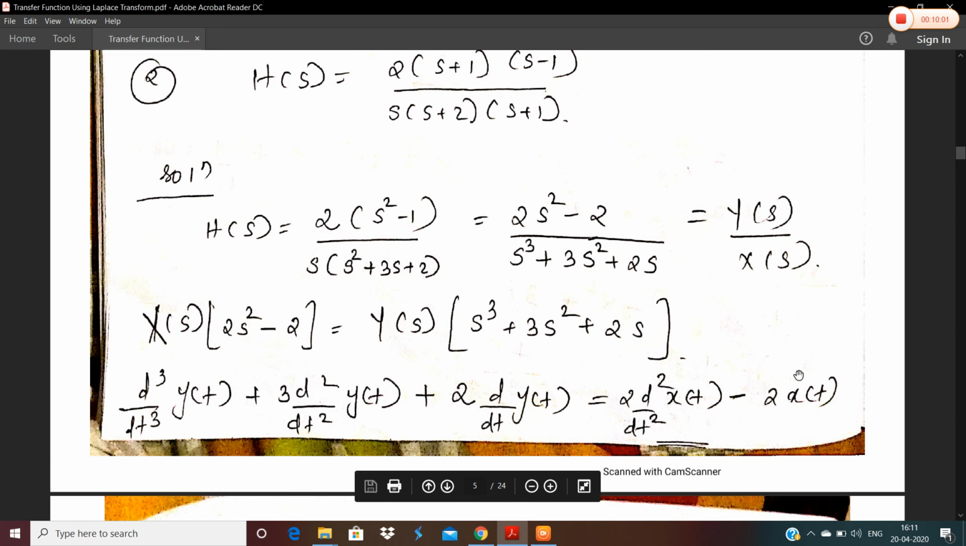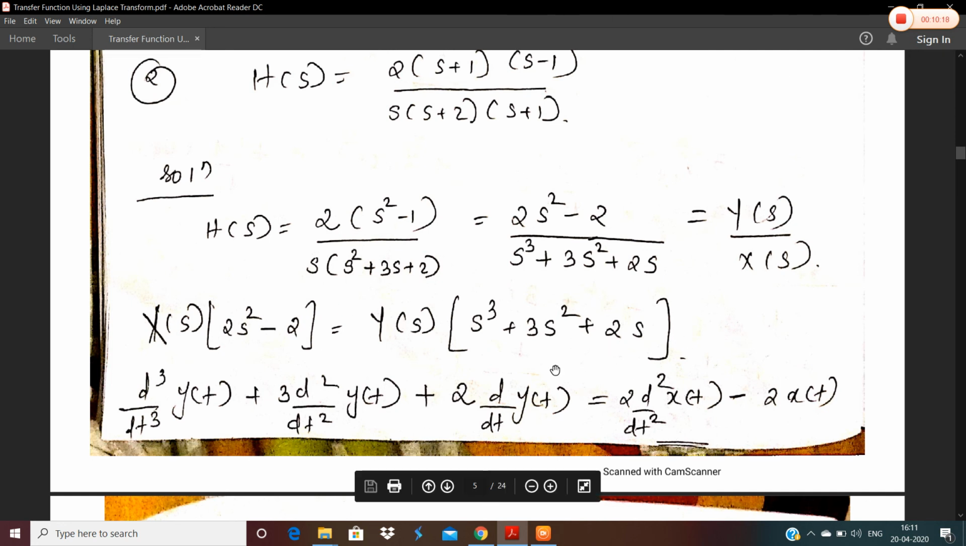minus 2x of s, which becomes minus 2x of t. And here the first term is s cube into y of s. That is nothing but d cube by dt cube of y of t, plus 3 into d square by dt square of y of t, plus 2 into d by dt of y of t.